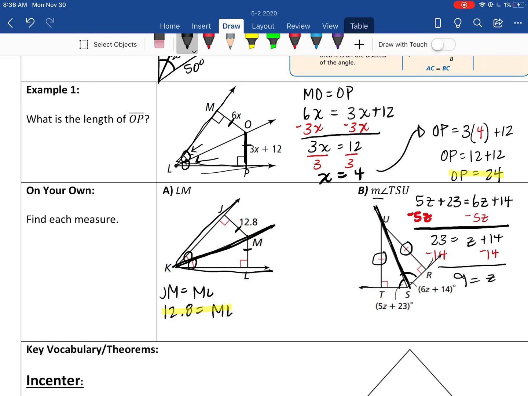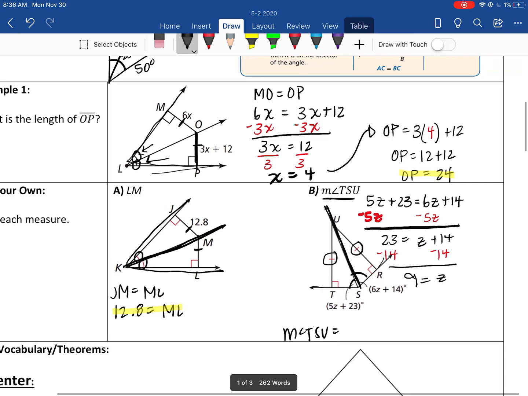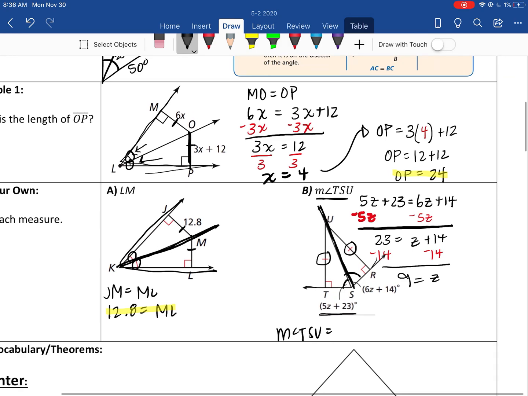But again, it doesn't want z, it wants the measure of angle TSU. So my measure of angle TSU is going to be this angle right here. So that is 5z, so 5 times 9 plus 23. So 5 times 9 is going to give you 45, plus 23 gives you 68 degrees.